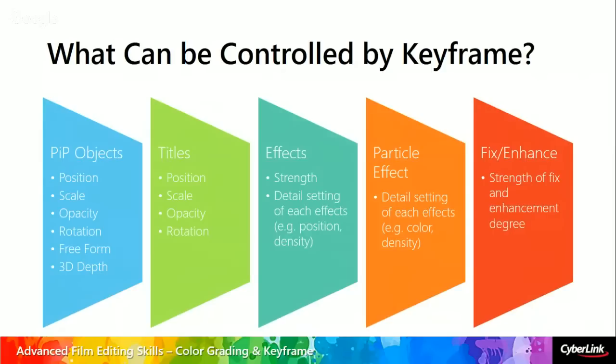And you can also use keyframes to control effects. For example, you apply a blur effect on a video, and at the beginning it's blurred, and in the middle it becomes clear. You can use keyframes to control the gradual change of status between these keyframes, to make your video look like it is gradually changing because of the applied effect. And also you can use keyframes to control particle effects and the strength of fix and enhance, like enhancing the lighting or the contrast. You can use keyframes to control all of that.